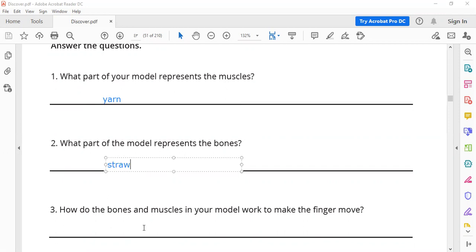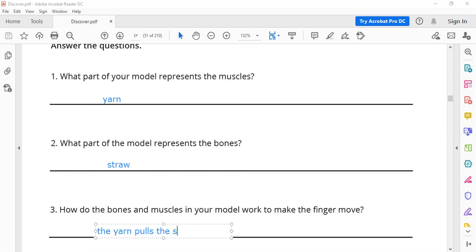How do the bones and muscles in your model work to make the finger move? The yarn pulls the straw. It means the yarn pulls the straw like the muscles pull the bones in your body. It is the same.